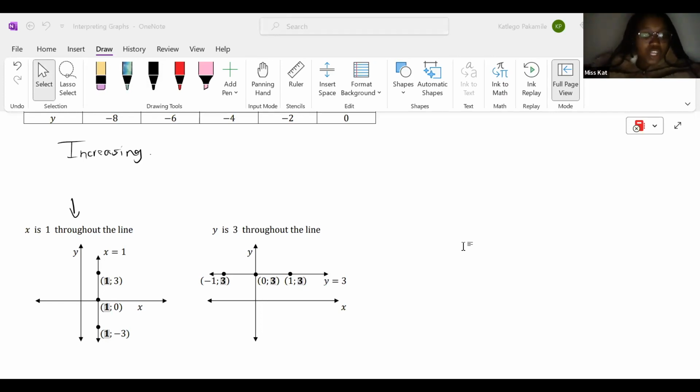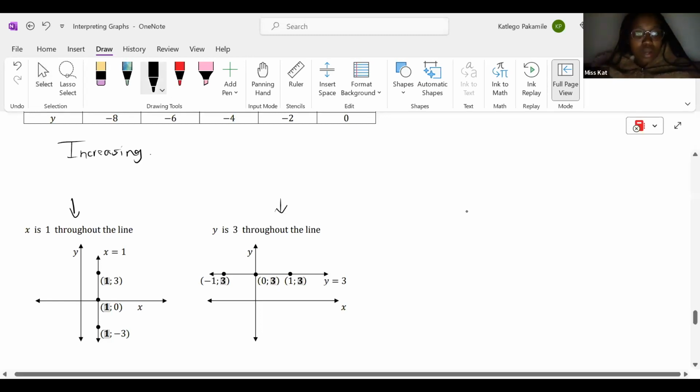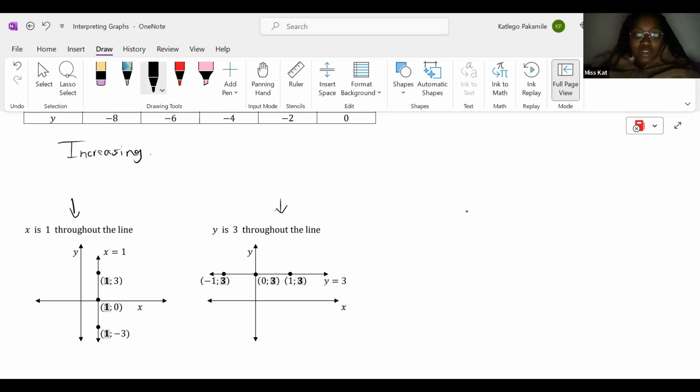So if the 1 is not changing, that means wherever you go on this graph, x will be 1 because x does not change. Do you see, guys? So this is what the graph would look like. Yes, that would be a constant graph because one of the coordinates does not change. If you look at the second one as well, this time which one is staying the same? Is it the x or the y coordinates? Yes, and that would be the y coordinate.